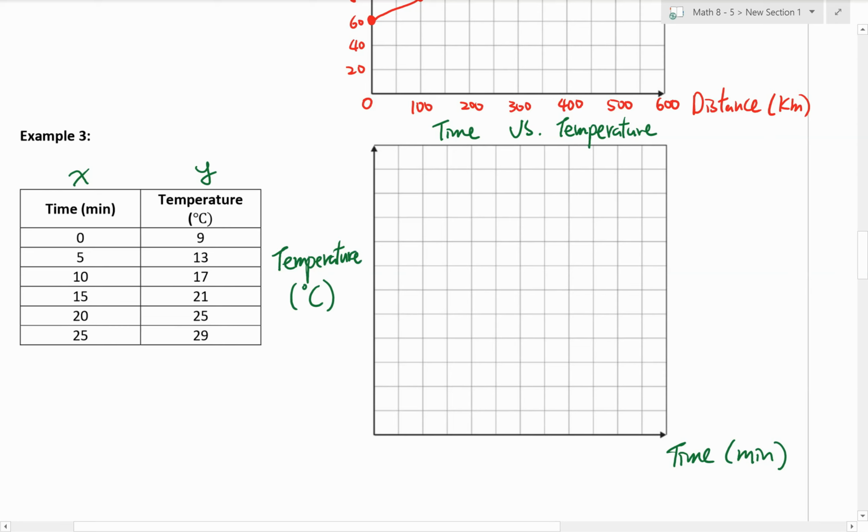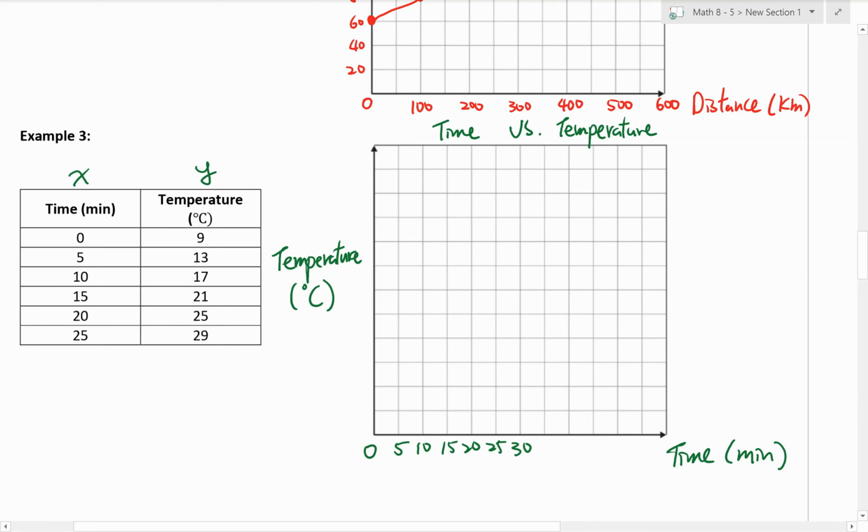Okay. Now let's see. We have the time. It goes up every 5 minutes. So then in this case, I would probably make each box worth 5. Okay, it's nice and easy. So that'll be 5, 10, 15, 20, 25, 30. That's probably good enough.